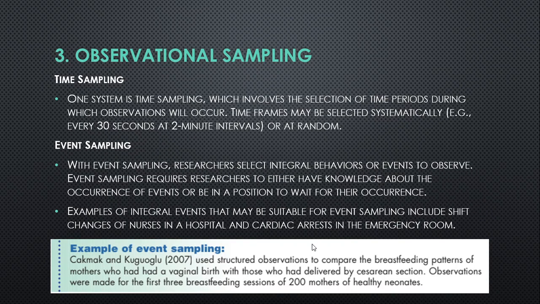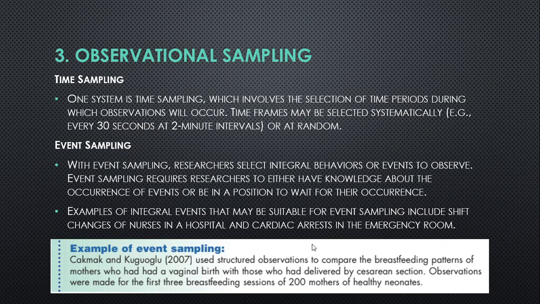Okay. Researchers must decide whether to apply their structured observational system. Observational sampling methods provide a mechanism for obtaining representative examples of the behaviors being observed. When we say time sampling, this system involves the selection of time periods during which observations will occur. Time frames may be selected systematically, for example every 30 seconds or at 2-minute intervals, or at random. When we say event sampling, researchers select integral behaviors or events to observe.